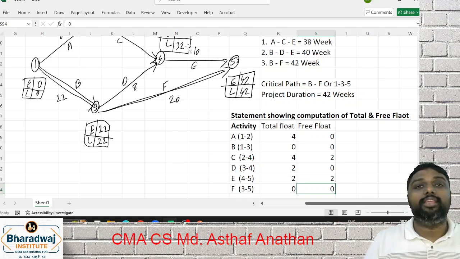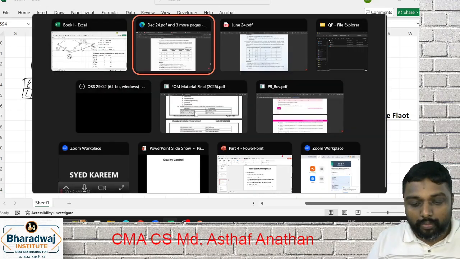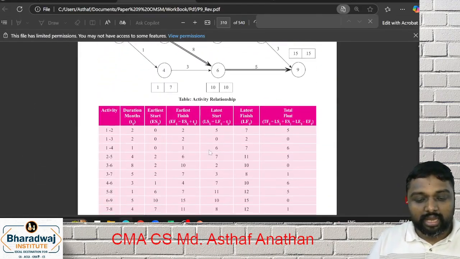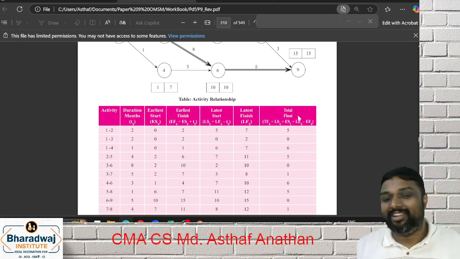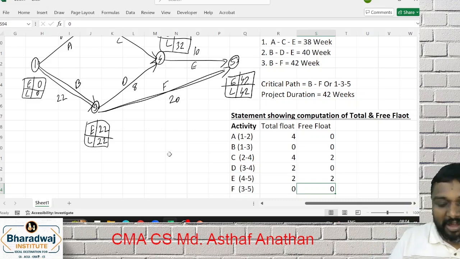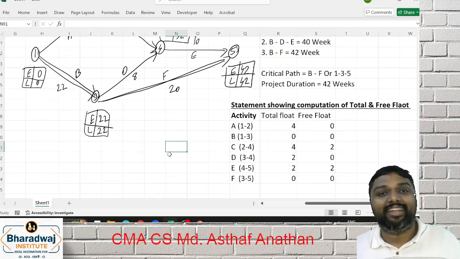This you can do like this, or you can do a detailed presentation. I have already told you, as we discussed in the previous sessions, you can do it like this: EST, LFT, FFT, FT. Accordingly also you can find out. So hope all of you are clear. Please take your own time and copy. Congrats for those who got the correct answer.